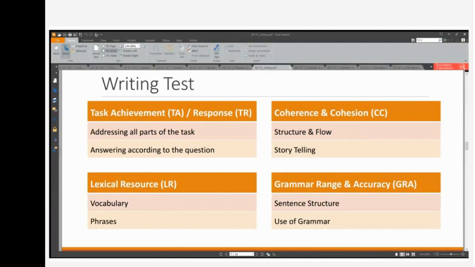So these are the most important things in your writing test. Make sure that you cover all these things and you tick all the boxes. If you can do that, you will get a good score in your writing. All these scores will be averaged, and obviously write more in your task 2 than task 1. Spend more time on your task 2 because it's worth more marks.